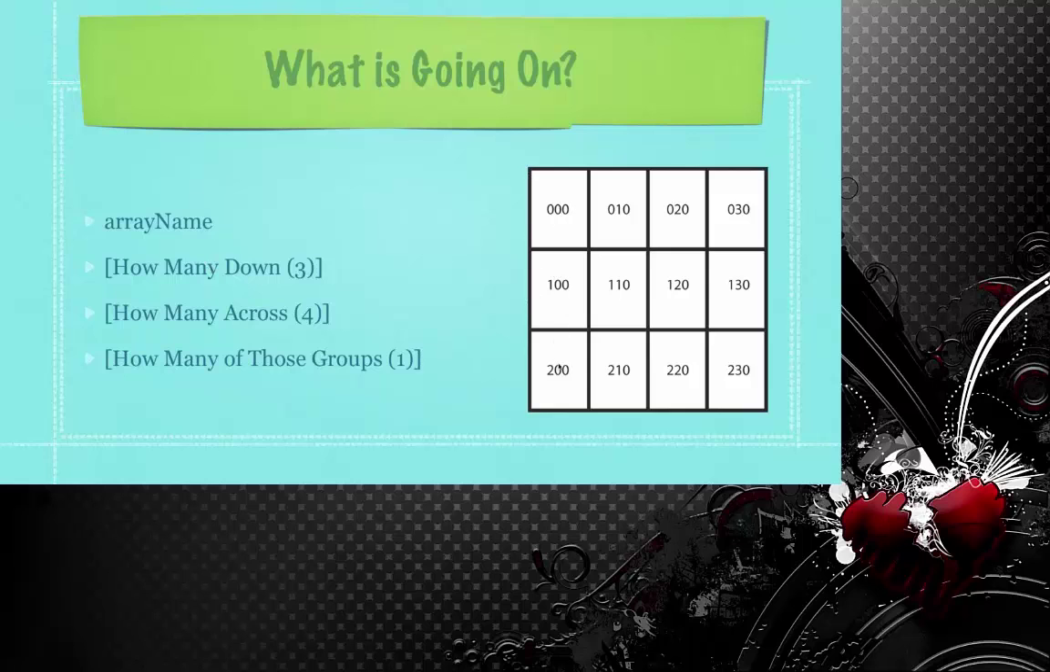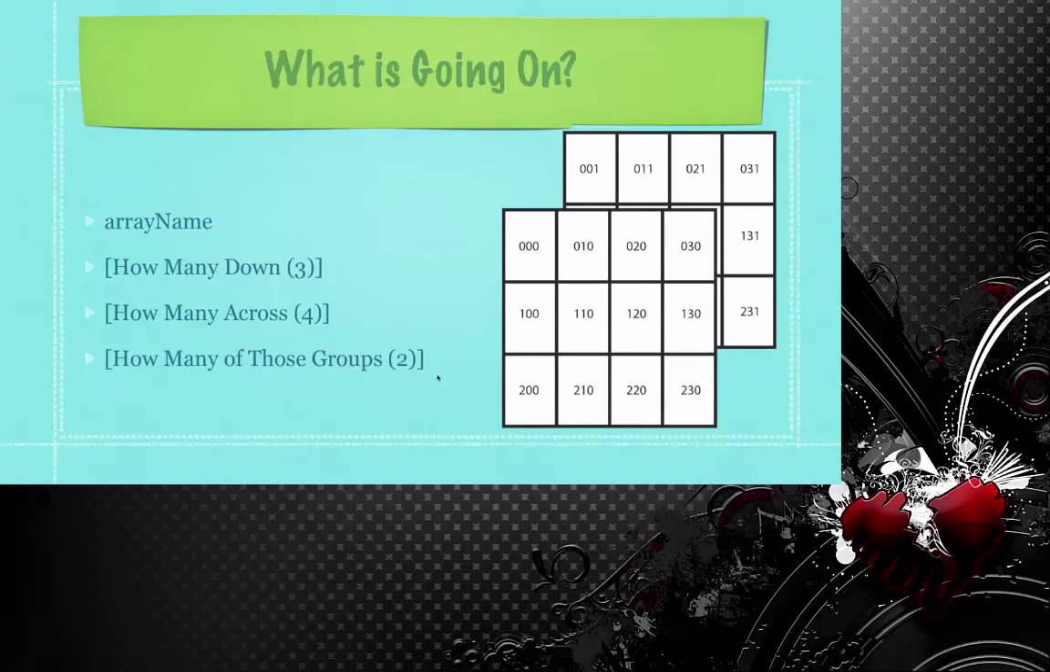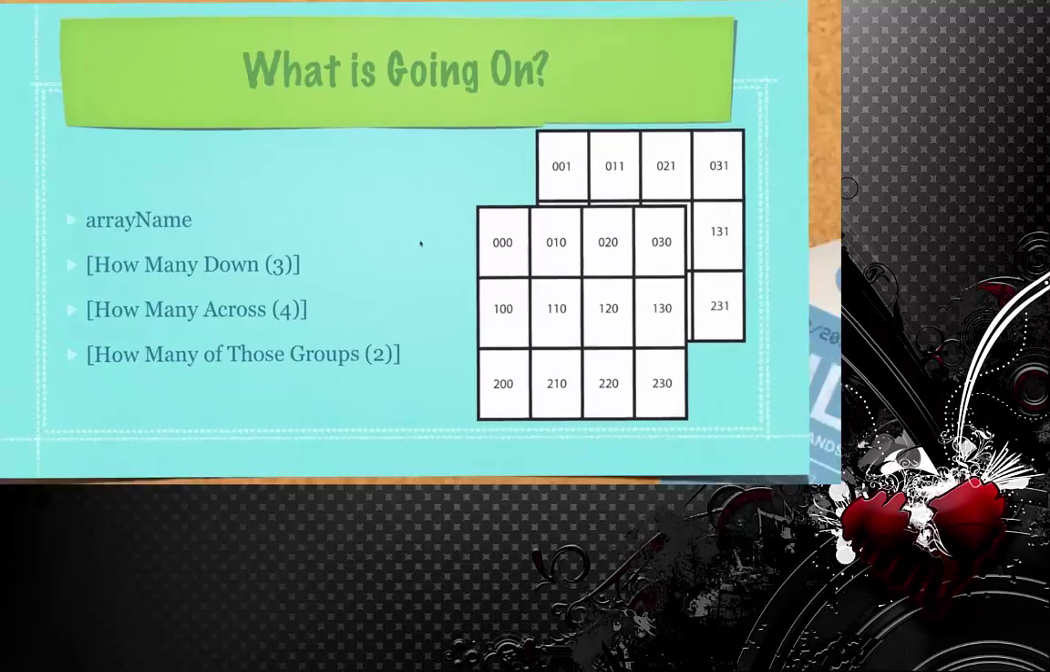See? Down. The next box is going to be how many across? 4. 1, 2, 3, 4. And then the last one is how many of those groups. Well, in this situation we have 1. In this situation we have 2. As you see, there's 2 and there's 2. Okay, so hopefully multi-dimensional arrays make sense now.